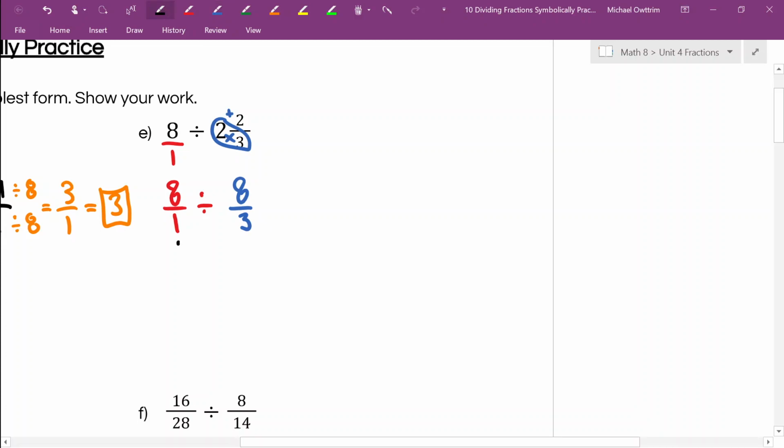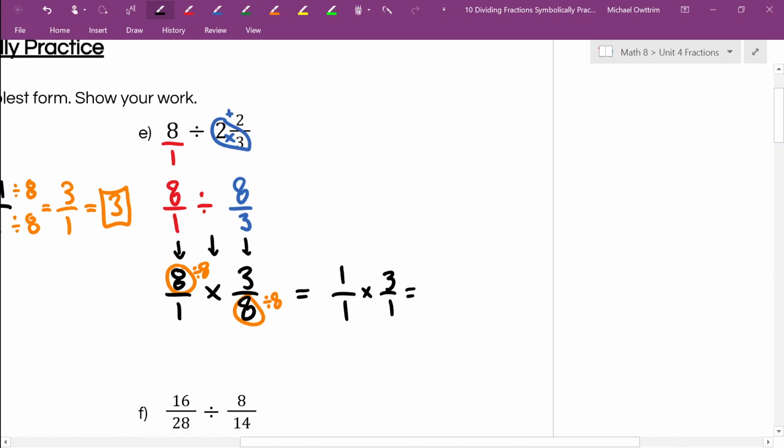And then we'll use our multiply by the reciprocal rule. So 8 over 1 will still be 8 over 1. Divide will change to times. And 8 over 3 will flip to be 3 over 8. I'm going to divide out my common factor of 8. And that will leave me with 1 over 1 times 3 over 1. 1 times 3 is 3, and 1 times 1 is 1, and 3 over 1 is just 3.